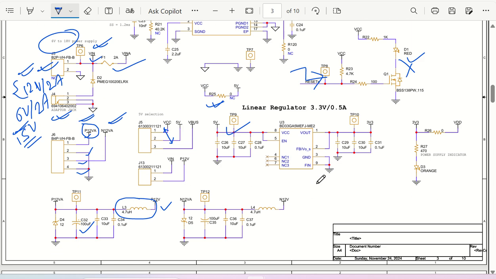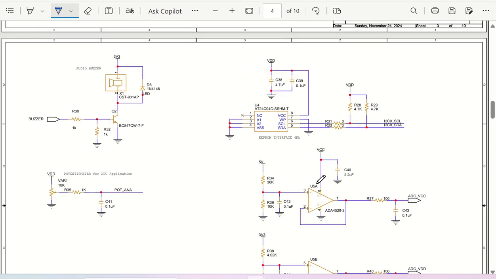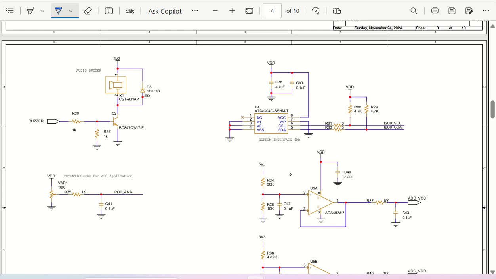Okay, let us proceed to the next page. So we have some discrete functionalities. We have one audio buzzer for beep sound. Okay, beep sound, so it will go like that. This is actually run by a buzzer signal, which is nothing but my PWM signal. So a PWM of 2.71 kilohertz will be driving this particular audio buzzer. This is taken from CUI Devices, the CST-931AP.